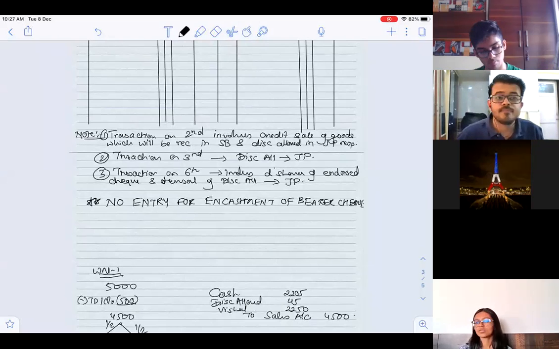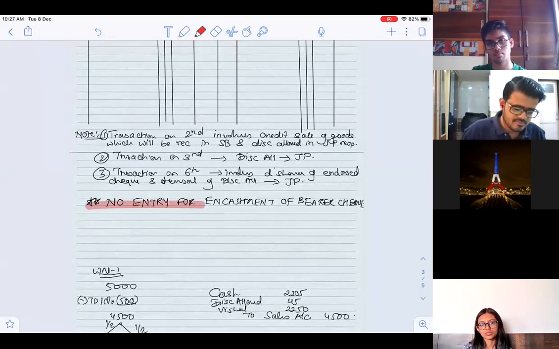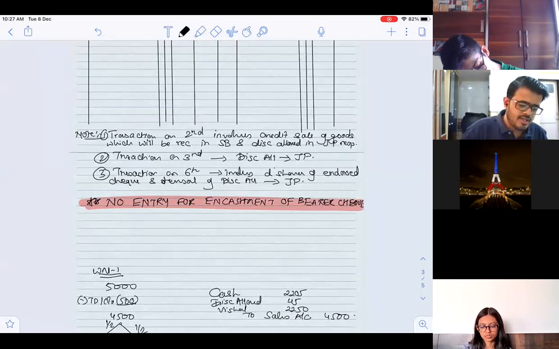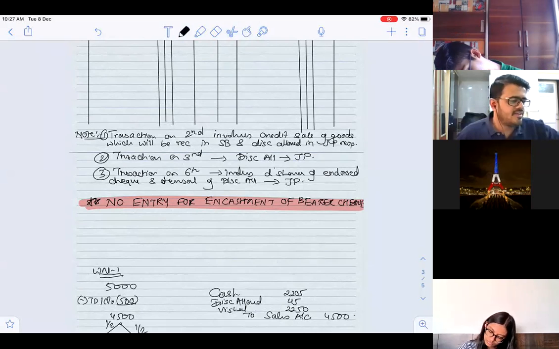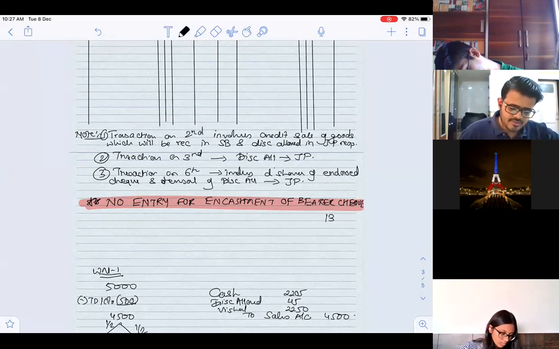So do we have to write it in notes? Yes, notes. Yes, I have written. See, encashment of a bearer check is not an entry. No entry. Received check, write its date. Encashment of a bearer check is on 13th. Okay.